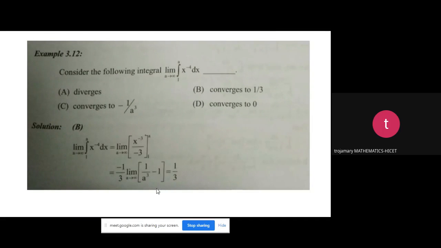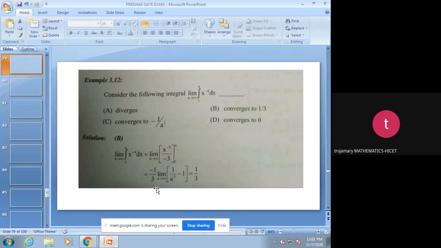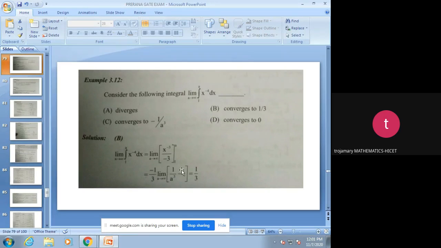Now consider the following integral: limit a tends to infinity, integral 1 to a of x power minus 4 dx. Whether it converges or diverges? So limit a tends to infinity; if we integrate x power minus 4, we get x power n plus 1 by n plus 1, by the formula. So x power minus 3 by minus 3 between the limits 1 to a. So we get 1 by a cube minus 1. If a tends to infinity, 1 by infinity will become 0. So minus 1 by 3 into minus 1, we get 1 by 3. So the finite limit exists. Therefore it converges.